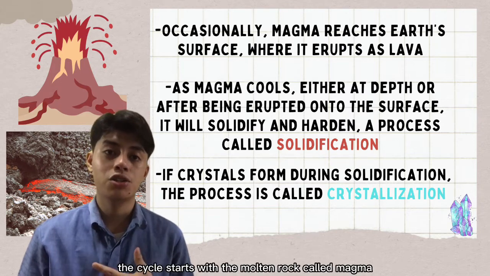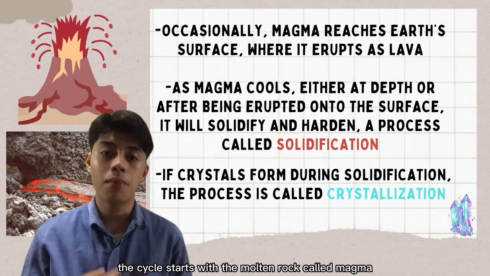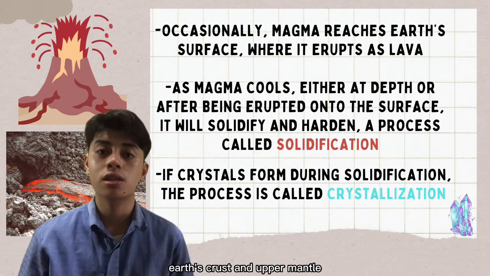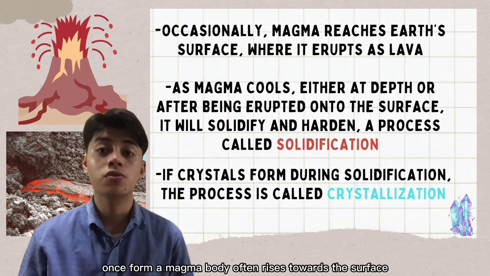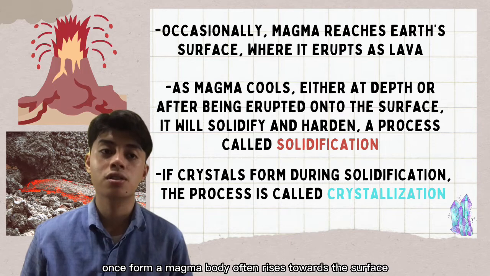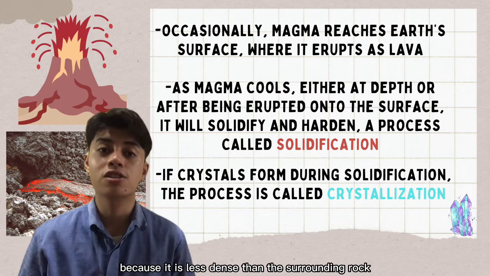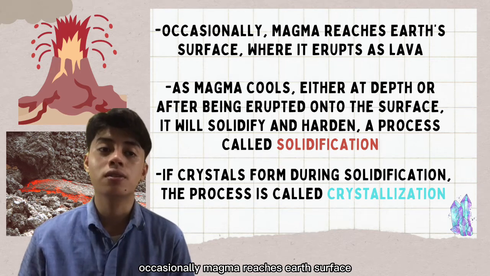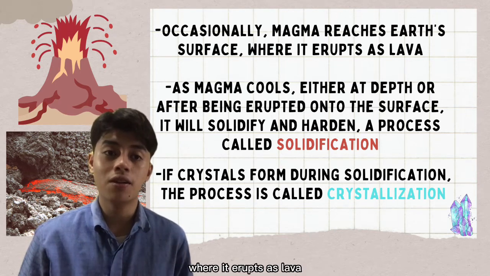The cycle starts with molten rock called magma, which forms by melting that occurs primarily within Earth's crust and upper mantle. Once formed, a magma body often rises towards the surface because it is less dense than the surrounding rock. Occasionally, magma reaches Earth's surface where it erupts as lava.